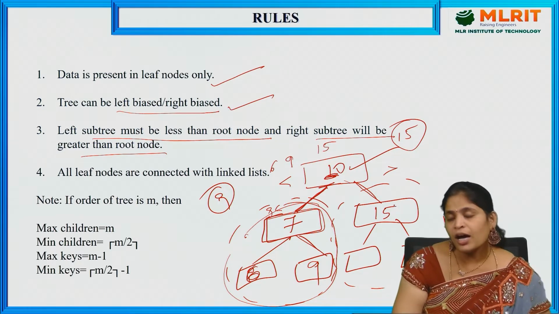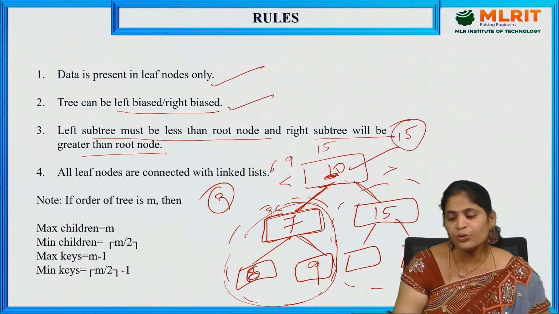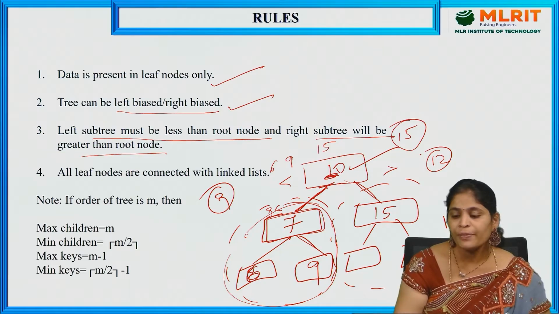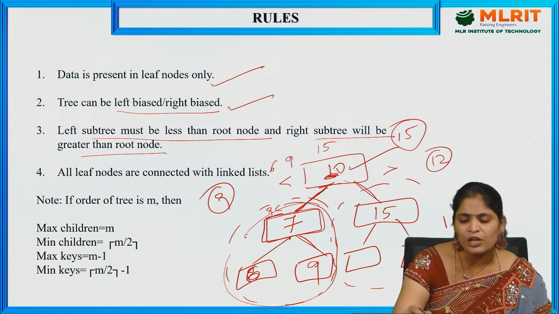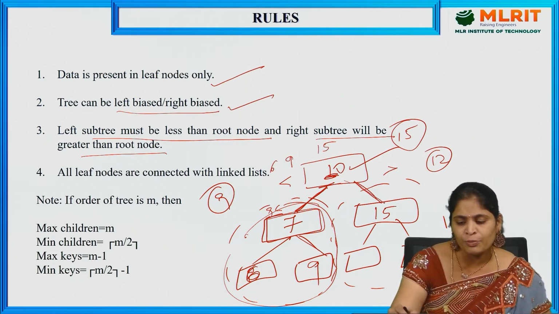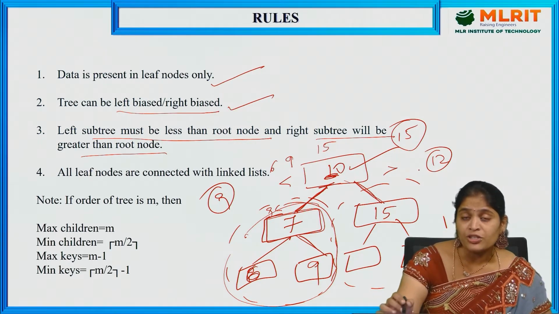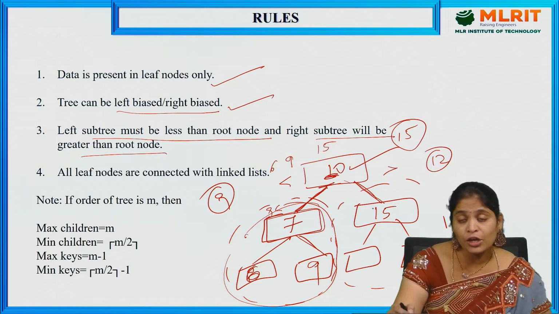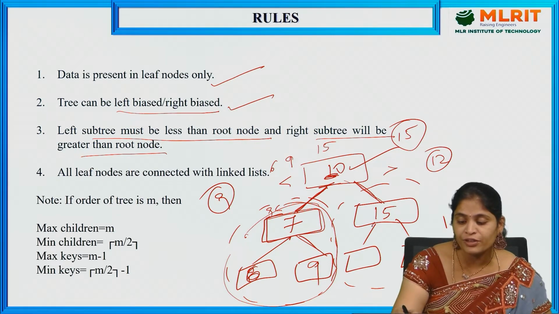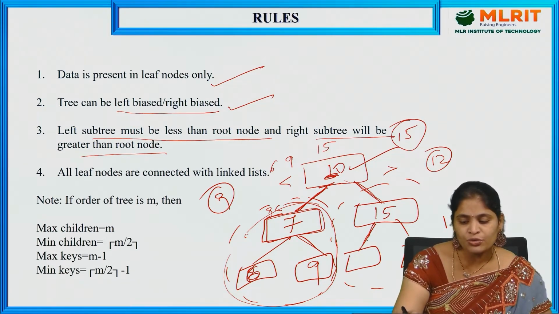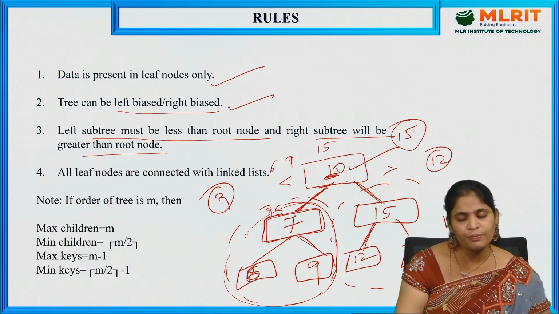Now I want to insert 12. Where should I insert? 12 is greater than 10, so I am supposed to go to the right pointer. Okay, right subtree. And I should check whether 12 is greater than or less than 15. 12 is less than 15. I have to choose the left pointer, and here I should place 12.